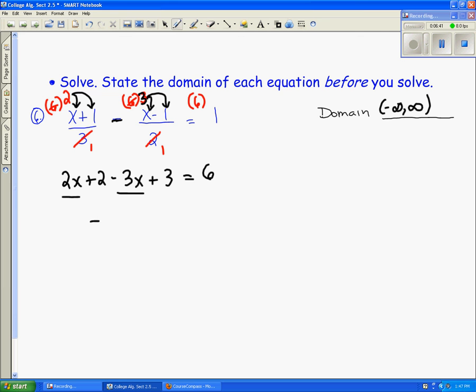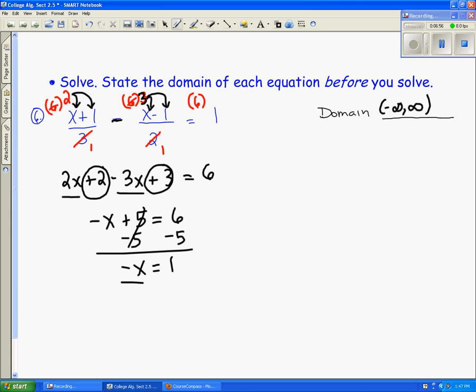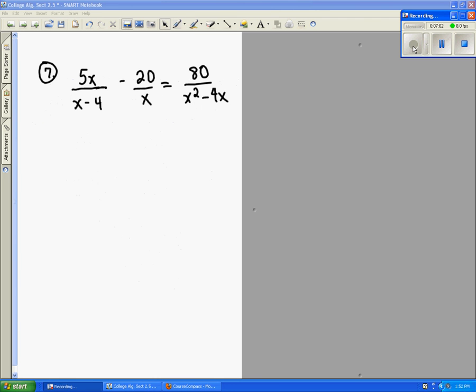Add like terms, negative x, add like terms here, plus 5 equals 6. Subtract 5 from both sides. Negative x equals 1. Divide both sides by a negative 1, and x equals negative 1.